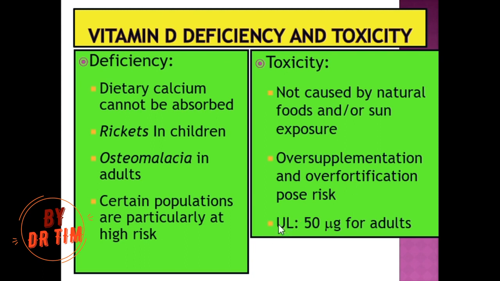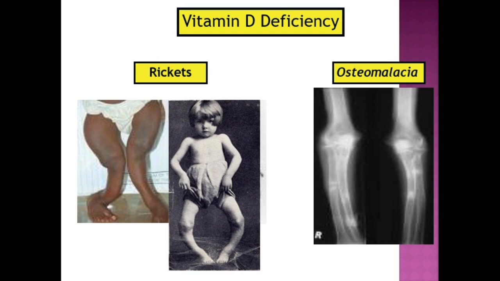Okay, the upper limit, UL stands for upper limit. So this is the maximum dose for vitamin D. Okay, for adults, 50 micrograms per day. Okay, so this picture shows the recap.